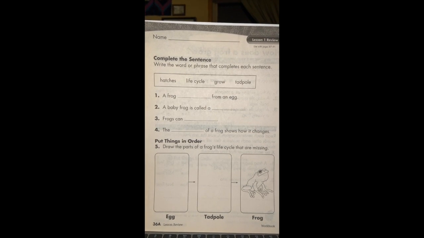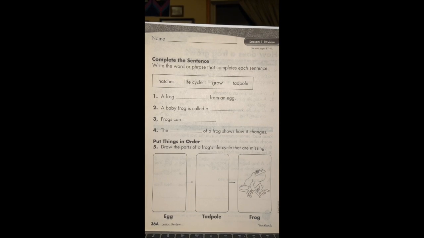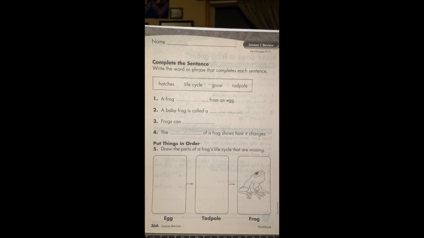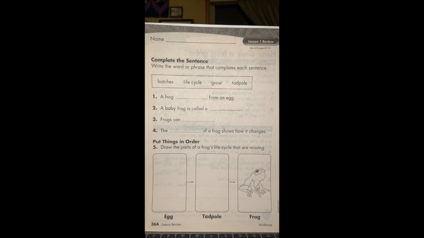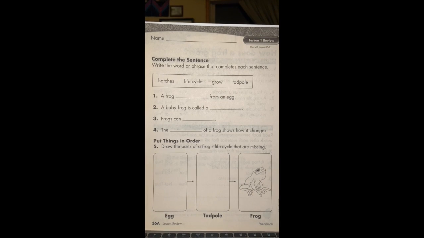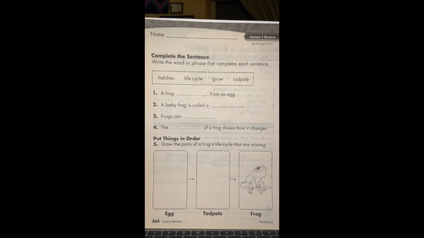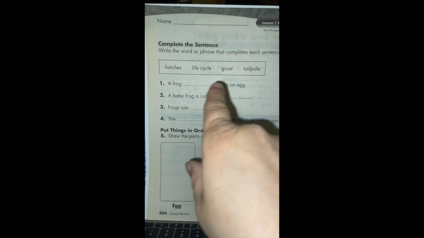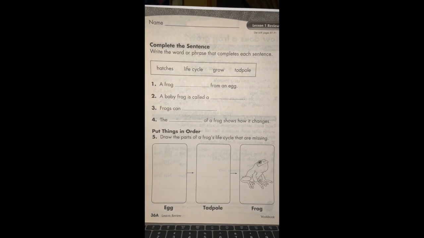Number 2, a baby frog is called a blank. Number 3, frogs can blank. And number 4, the blank of a frog shows how it changes. So fill in these 4 words into those blanks for where you think it belongs and where it makes sense.